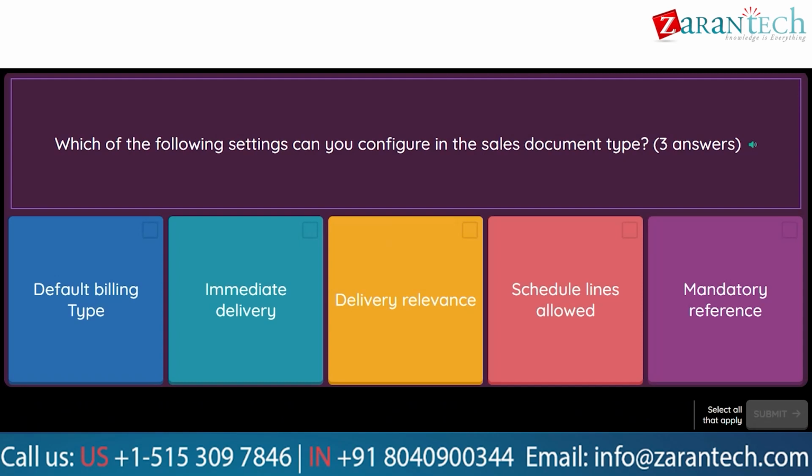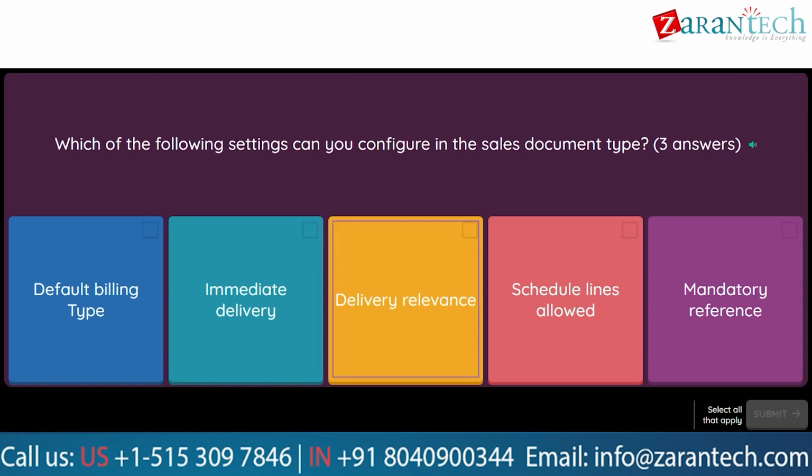Question: which of the following settings can you configure in the sales document type? 3 answers. Option 1 Default billing type. Option 2 Immediate delivery. Option 3 Delivery relevance. Option 4 Schedule lines allowed. Option 5 Mandatory reference.